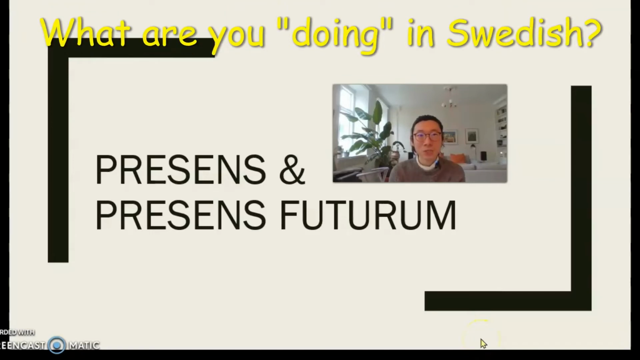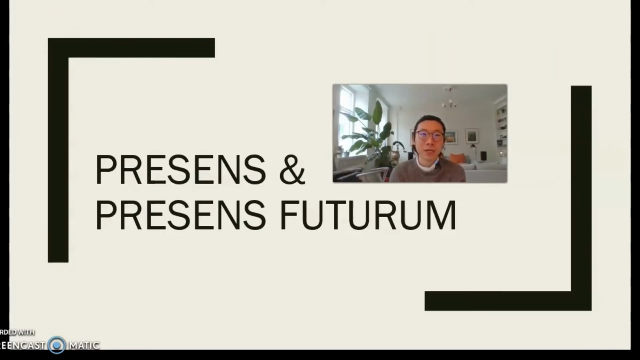How to say what are you doing in Swedish. The present tense system in Swedish is quite difficult to understand because it is not exactly like it is in English. So basically, whenever you want to say doing something in Swedish, it becomes present tense. So today we're going to explore further what present tense and present future tense are in Swedish grammar.